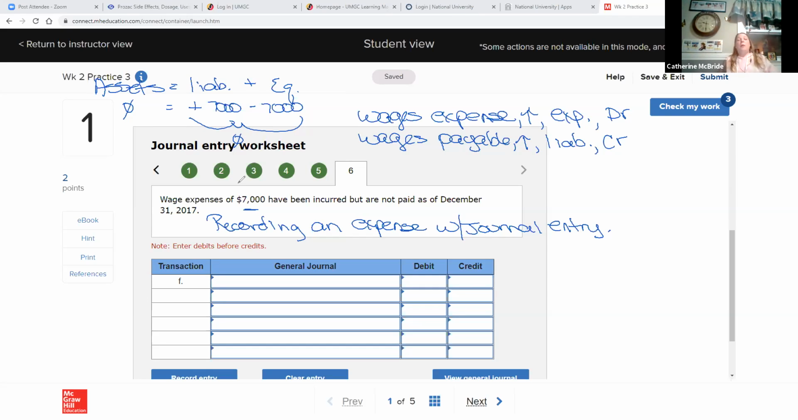Yeah. And it's possible to have two on the asset side also, like you receive cash and reduce an account receivable. That's a really good observation.